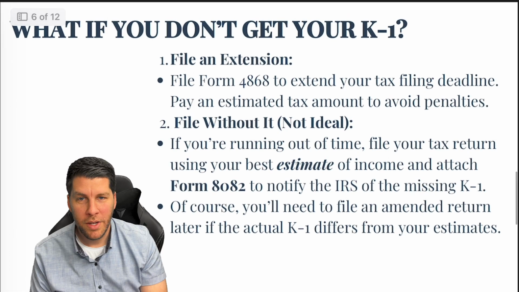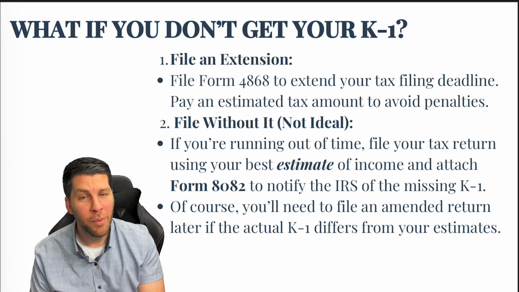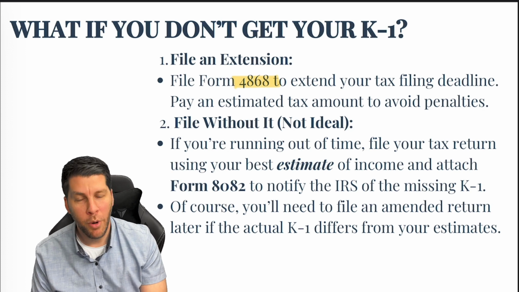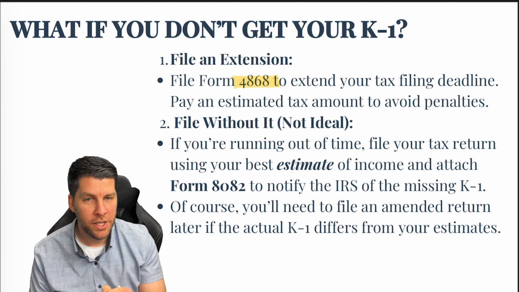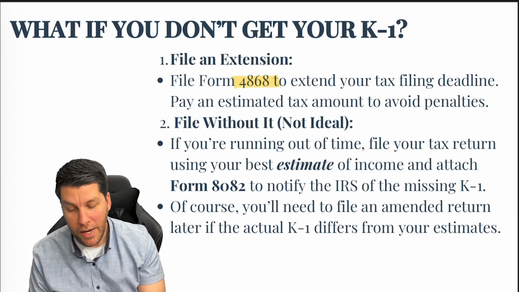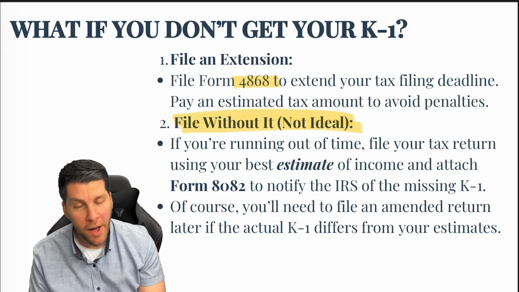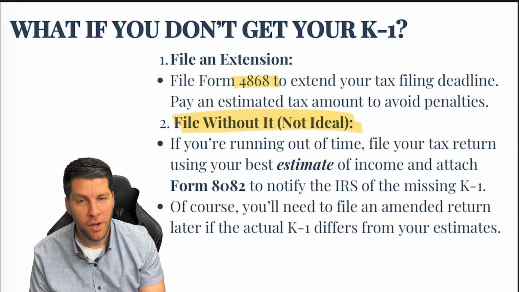So if you don't get a K-1, first off, make sure you file an extension. The 4868 is for your personal tax return extension. Just tell your tax provider, "Hey, I'm waiting on some documents, so we're going to have to go on extension." And then if you still don't get a K-1, it's better to file without it than it is to not file.